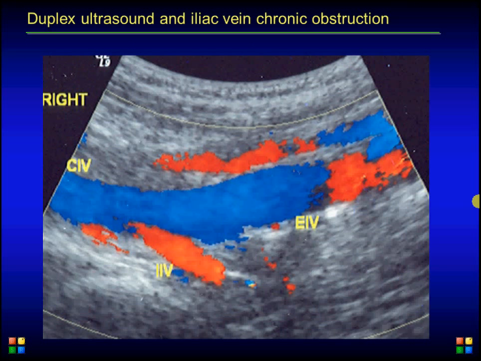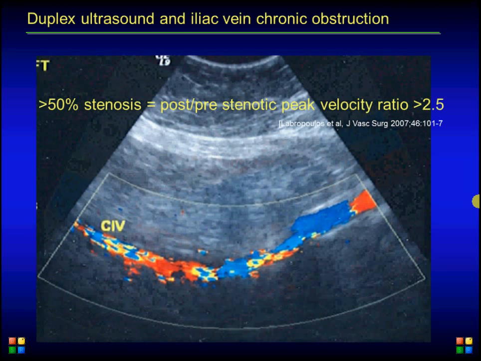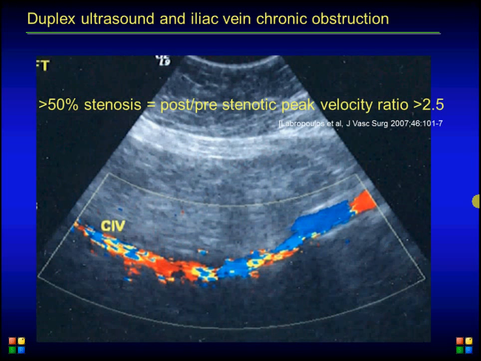Duplex ultrasound has not been identified in the pelvic region very well, but as we increasingly use it, we get adjusted to it, and you can clearly see that this is a stenosis compared to the previous picture. The only paper is by Nikos Lavropoulos, who had looked at focal stenosis, and just like on the arterial side, he could find a post to pre-stenotic peak velocity ratio that was more than 2.5. But that goes for a focal 5 to 10 millimeter obstruction. If you have a long one like this, we don't know how that will play out.